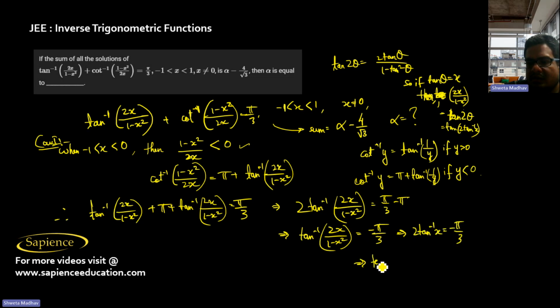So it means tan inverse x is nothing but minus pi by 6. Therefore x will be tan of minus pi by 6. So that will be minus tan pi by 6, that is minus tan 30, that is minus 1 by root 3. So x is minus 1 by root 3 for case 1.